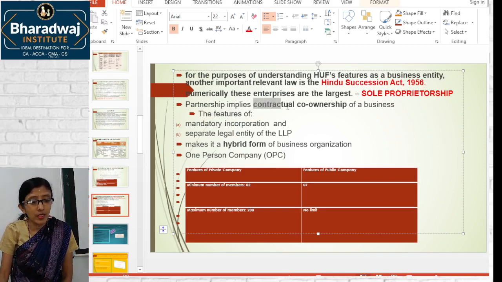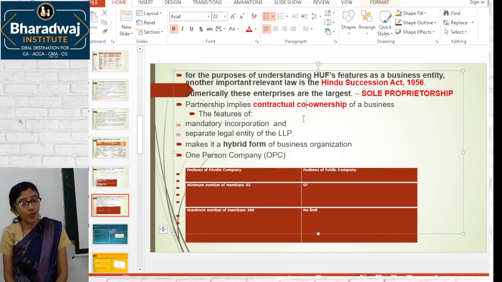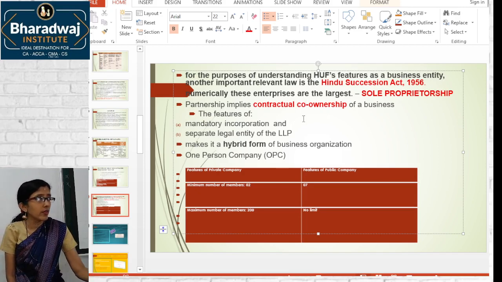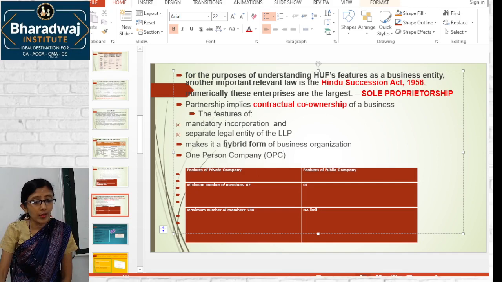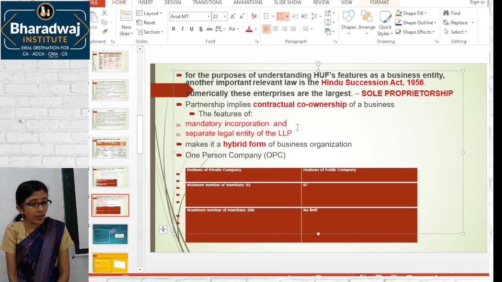And look at this, partnership. This is one important term you have to learn, my dear students, because this is asked. Partnership implies contractual co-ownership of a business. Please note it, because you all know there is a partnership deed and agreement. Limited liability partnership is referred to as a hybrid mode. They give two features, a mix, and you have to find the right one: mandatory incorporation and separate legal entity of the LLP.